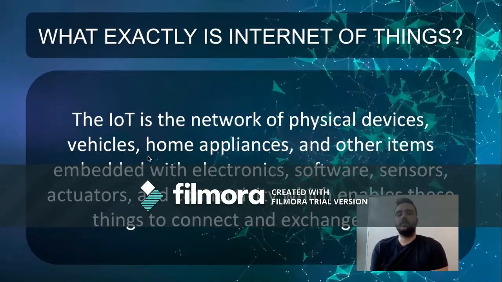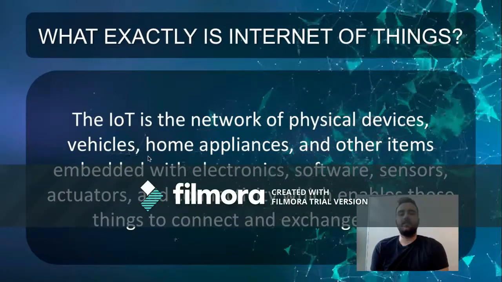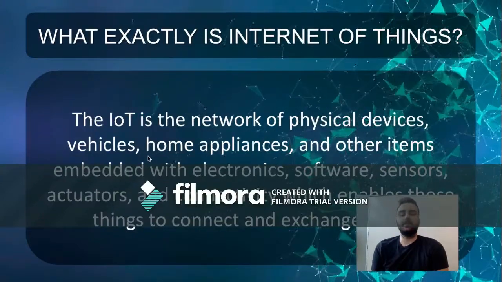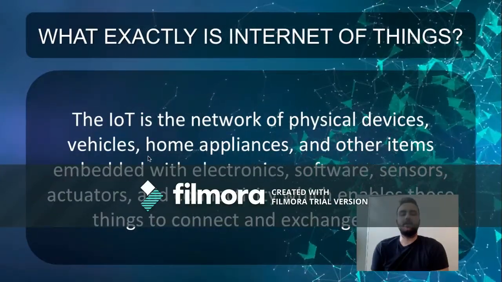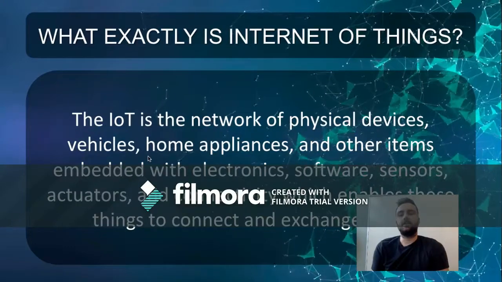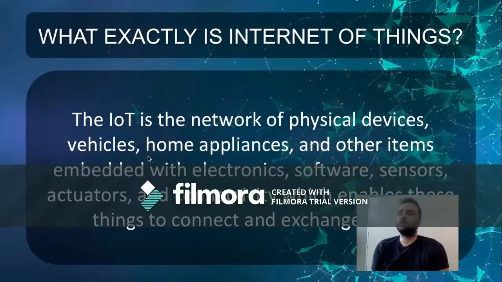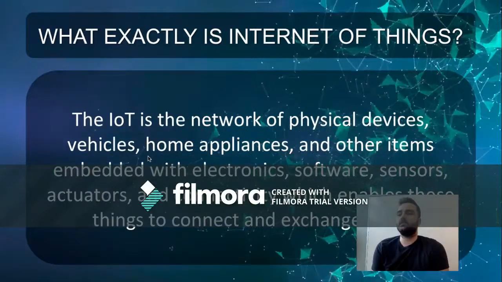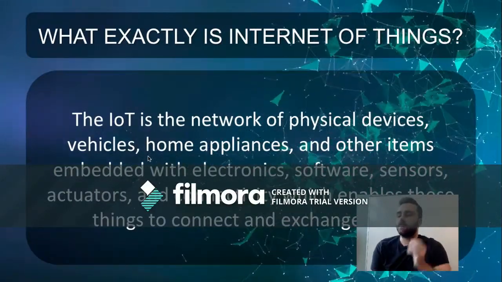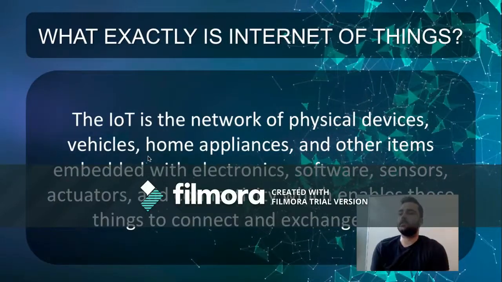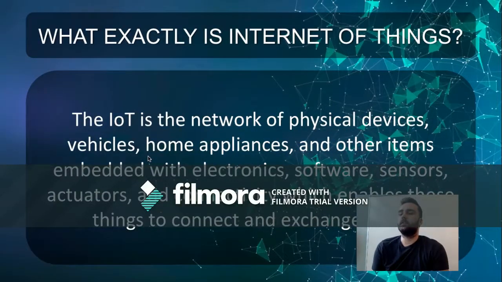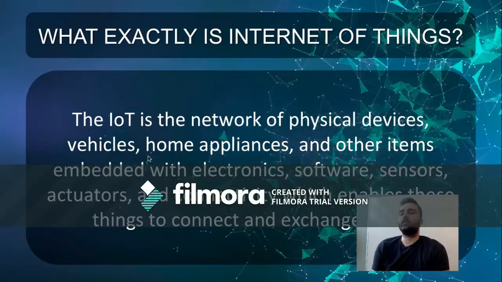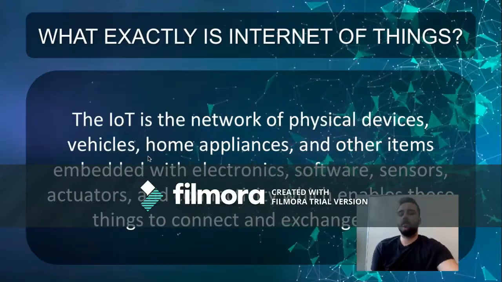The IoT is a network of physical devices, vehicles, home appliances, and other items embedded with electronics, software, sensors, actuators, and connectivity, which enables these things to connect and exchange data. This data can be used for direct integrations into the physical world, resulting in efficiency improvements, economic benefits, and reduced human exertions.